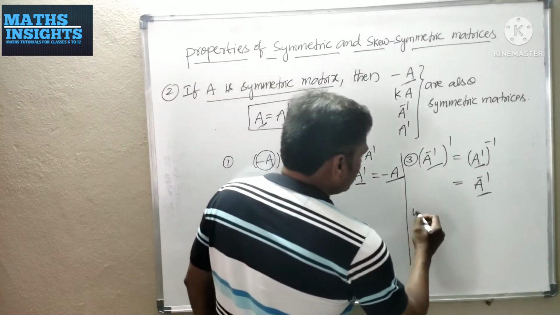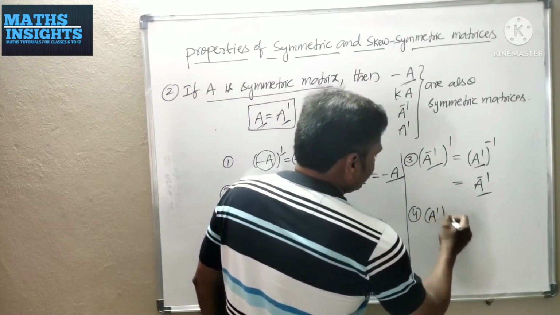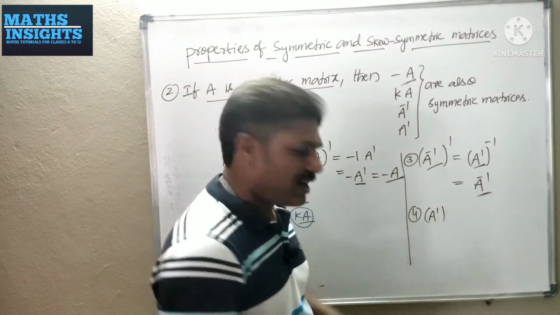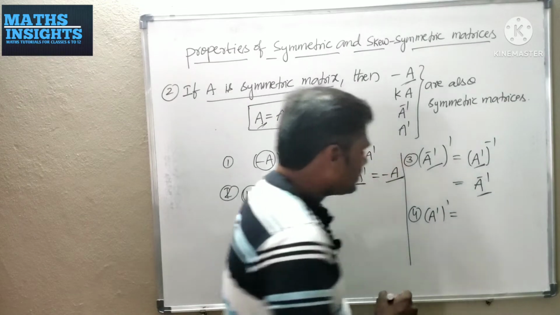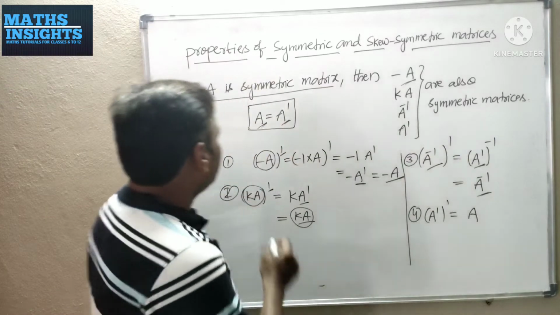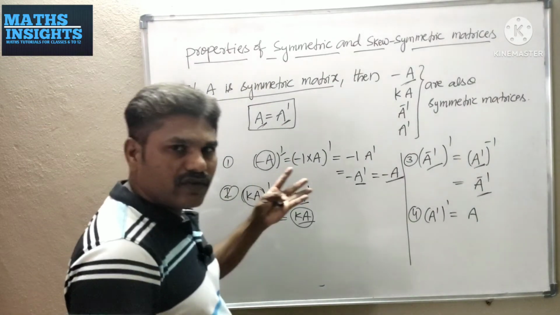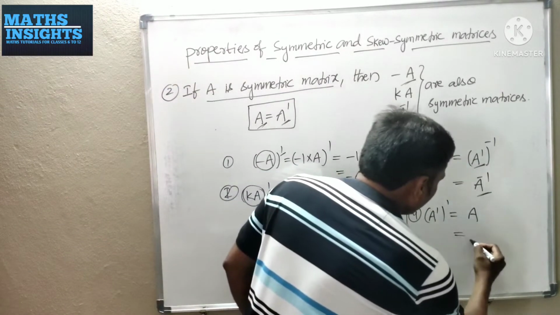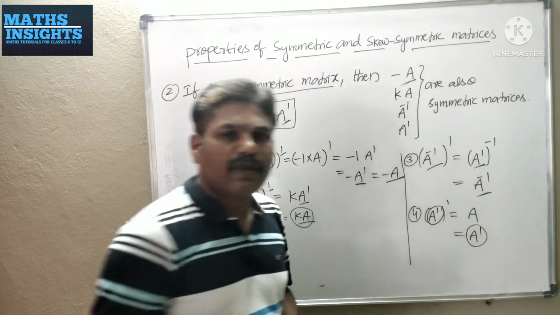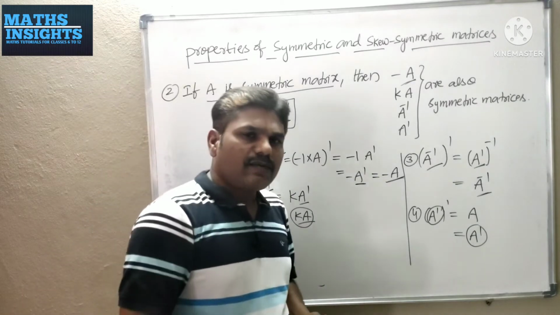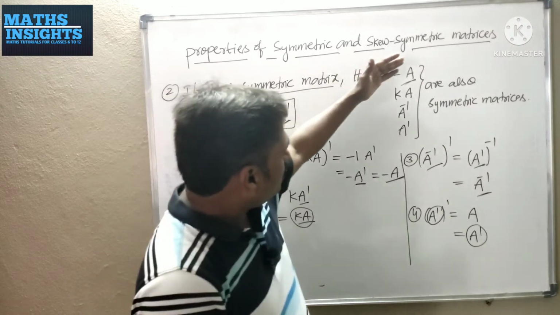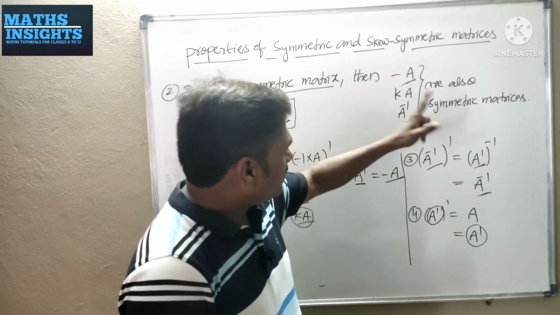The last one, the fourth one, is A dash. You know very well about it. To verify its symmetricity, you have to do the transpose for it. My dear students, you know A dash whole dash is equal to A. But A is equal to A dash, since they have given A is a symmetric matrix. Therefore, that is equal to A dash. Whatever the matrix you are taking, you are getting back the same matrix again. This is the second property, very important. If A is symmetric, then all these four matrices will become symmetric matrices.